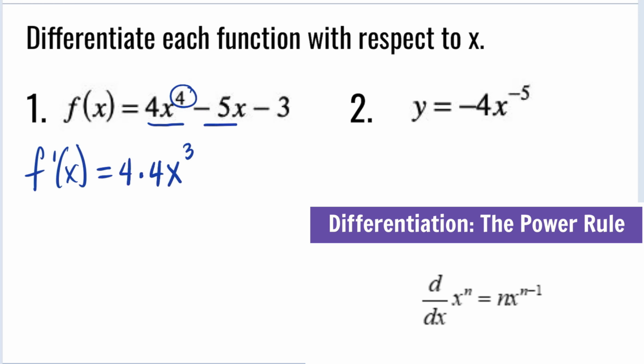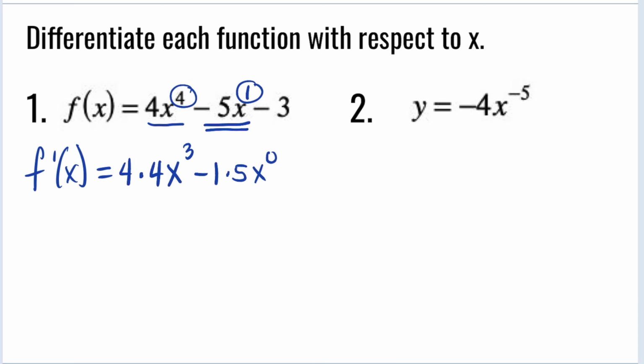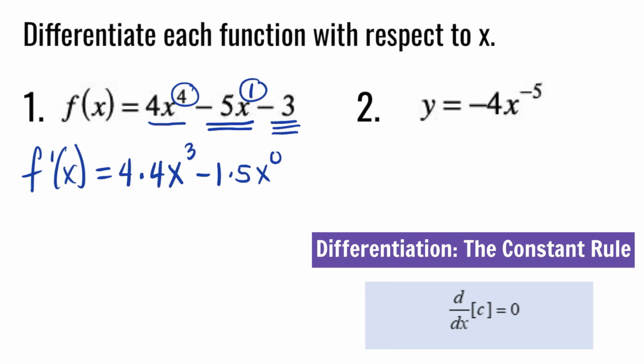Now the second term, negative 5x. x here has an exponent of 1. Since the exponent is 1, we will have negative 1 times 5 and then x to the 0 power, because we need to subtract 1 from the exponent. And the third term is a constant, and using the constant rule, the derivative of a constant is always 0. So we will have plus 0.